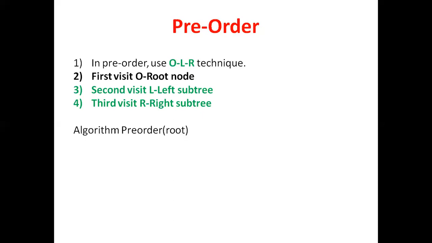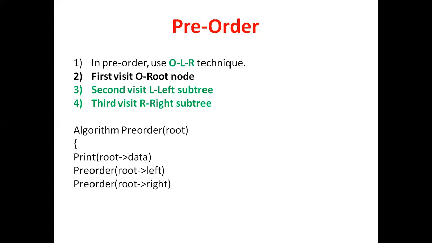The algorithm for pre-order takes the root as an argument, and first of all prints the root node data, meaning visiting the data. Then recursively call pre-order on the left subtree and recursively call pre-order on the right subtree. We have a left subtree and a right subtree here. This is the algorithm for pre-order: first visit the root node, then pre-order the left subtree, then pre-order the right subtree. These are recursive functions.